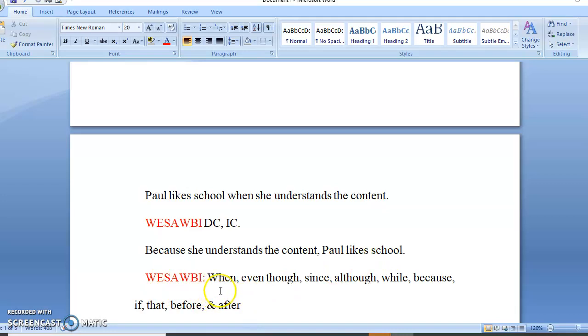Below are the wasabi words. Wasabi is the acronym for the subordinate conjunction: when, even though, since, although, while, because, if, that, before, and after. Any of these words used in front of an independent clause will make that independent clause dependent. Okay? All right, let's move on.